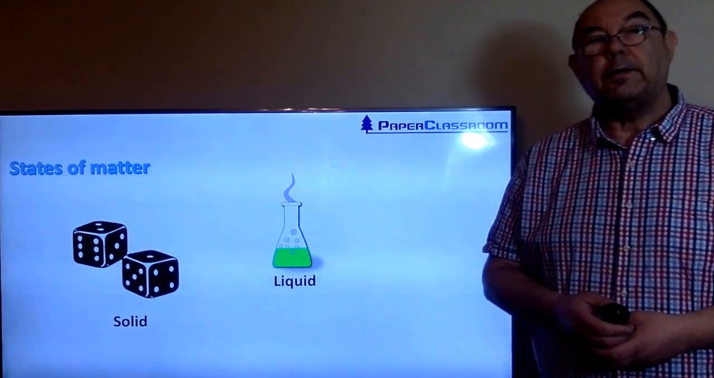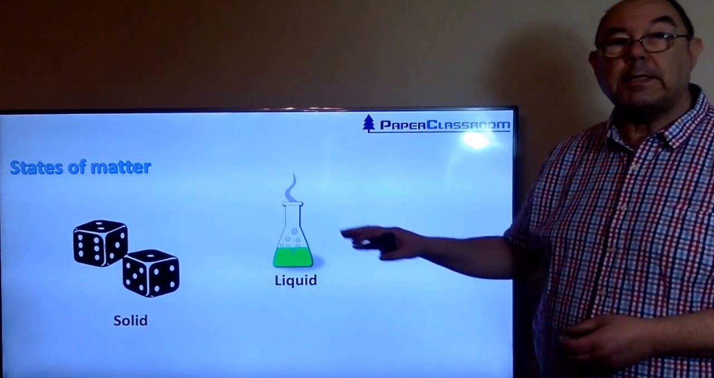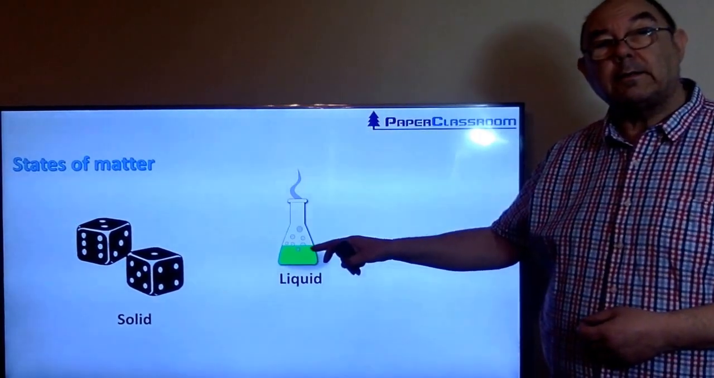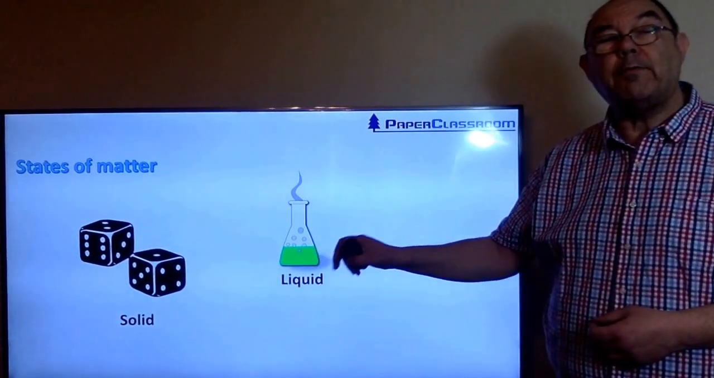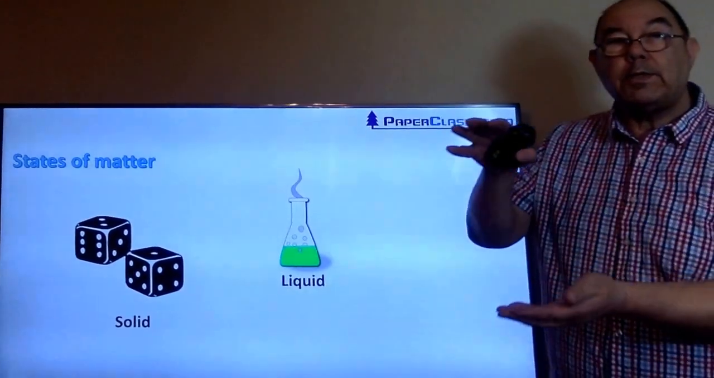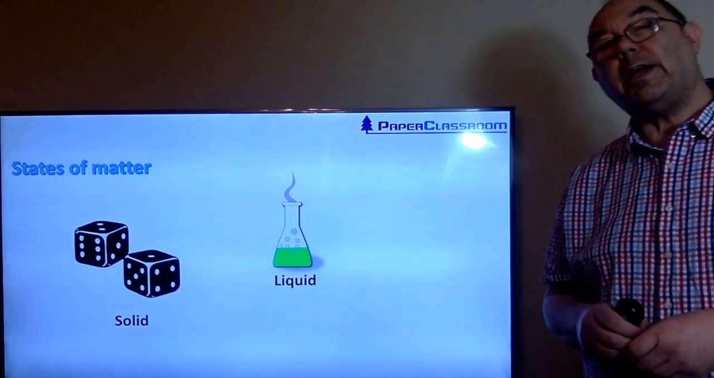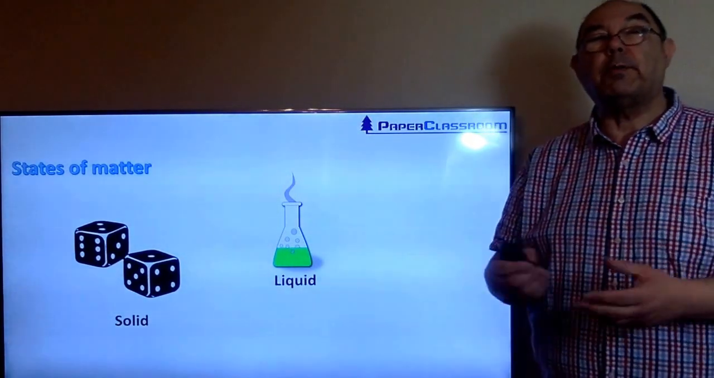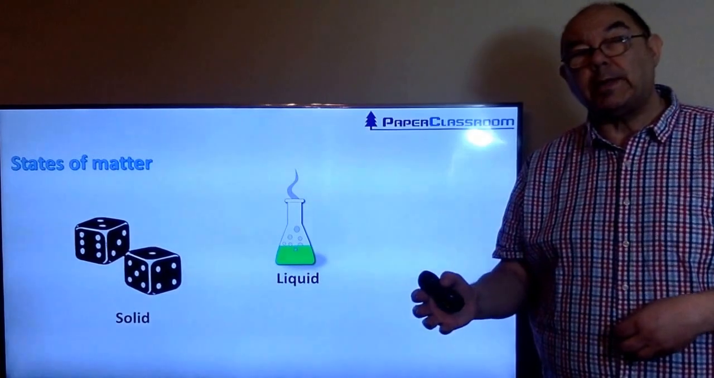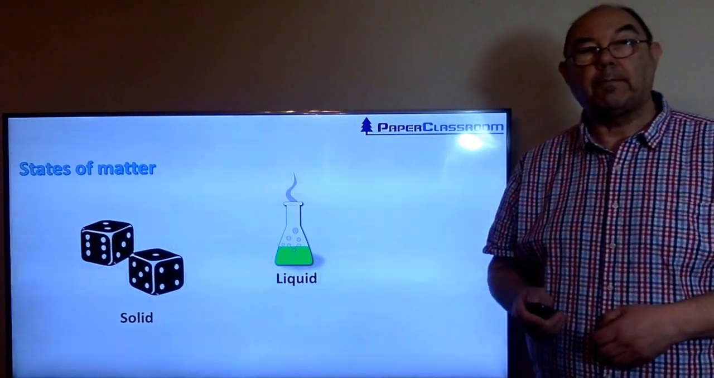Liquids, on the other hand, they've got a lot more energy than solids. And if you look at this liquid here, it takes the shape of the bottom of the vessel that it's in. And if we took that vessel and we turned it upside down, then the liquid would change shape to take the shape of the new bottom of the vessel. So liquids need to have a lot more energy than solids do.